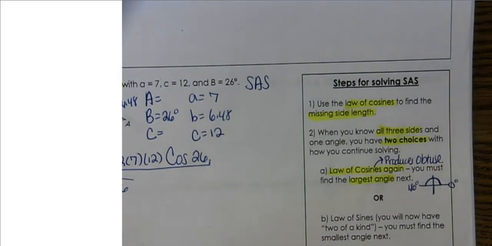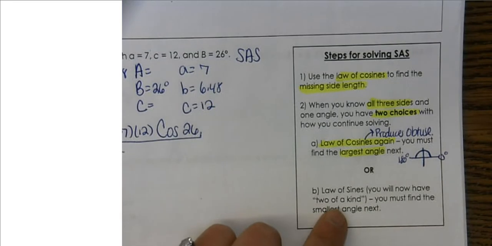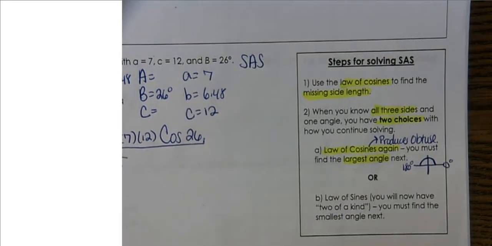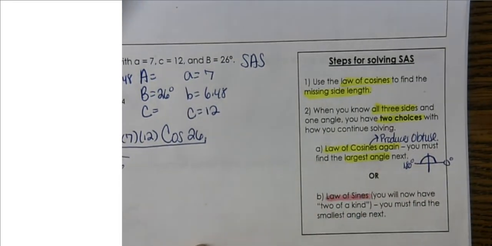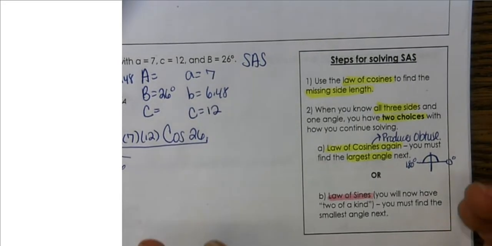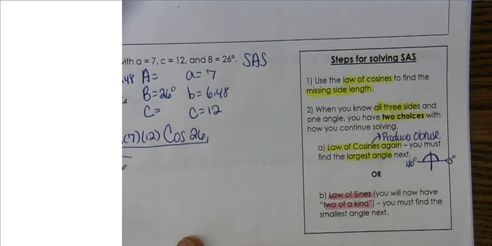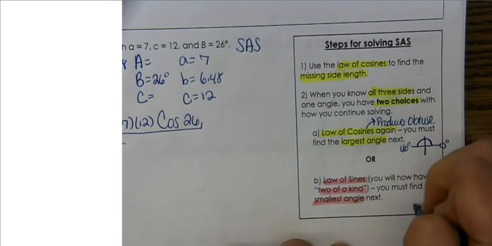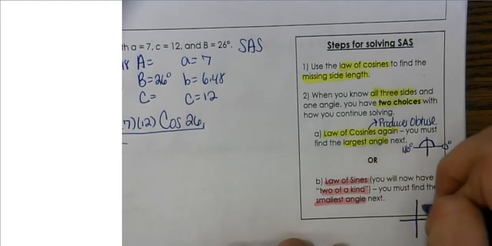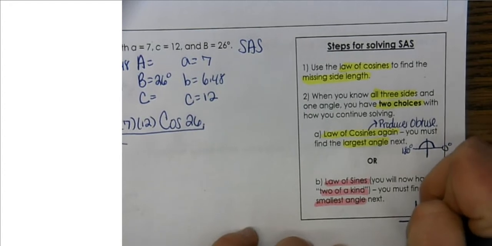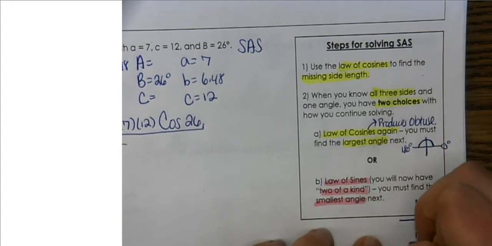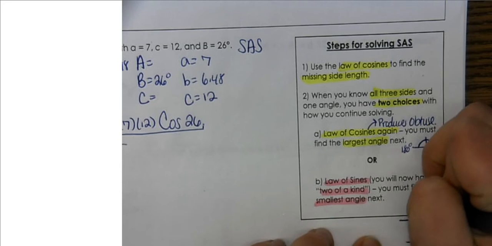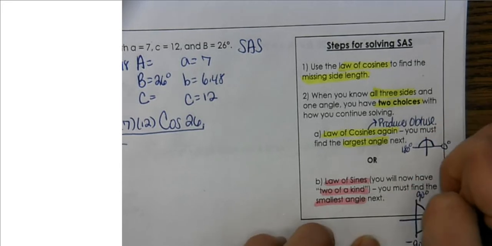But the law of sines doesn't produce obtuse angles. Instead, with the law of sines, you do have two of a kind at this point, but you have to find the smallest angle next. And that's because if you think about sines, the sine function will only produce angles between negative 90 degrees and positive 90 degrees, which are acute angles only.